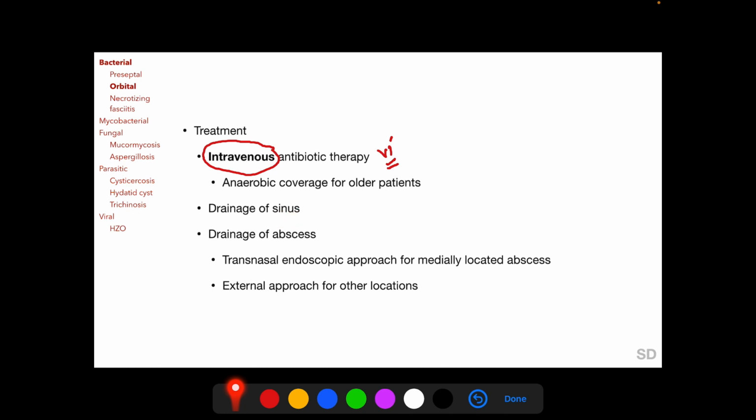Drainage of associated sinusitis and drainage of orbital abscess will also be required, and a transnasal endoscopic approach is sufficient for medially located abscesses, whereas an external approach will be required for orbital abscesses in other locations.